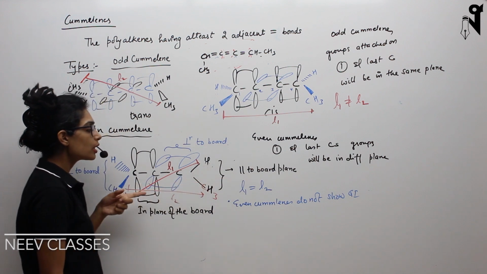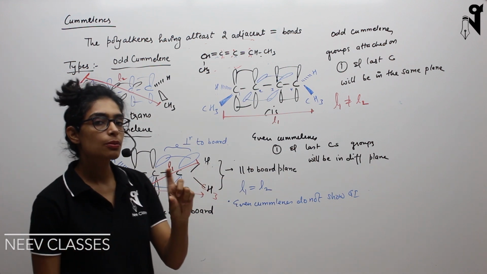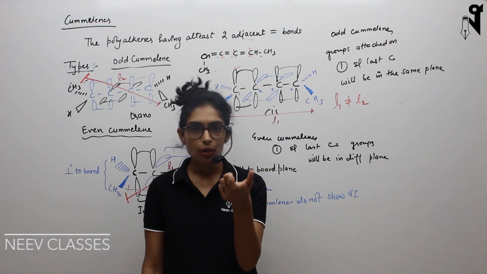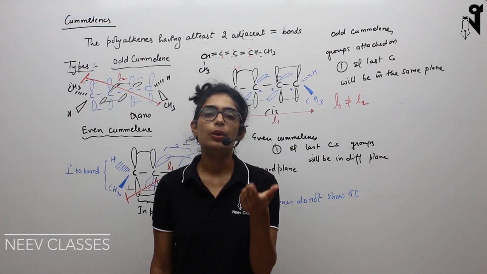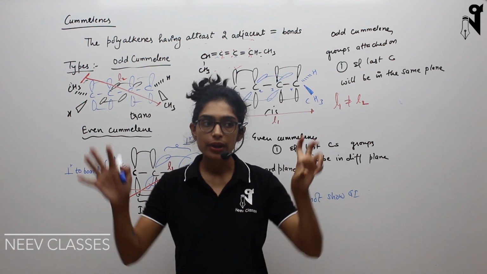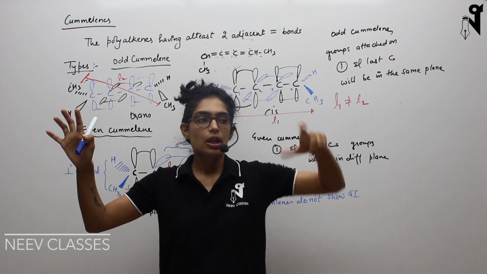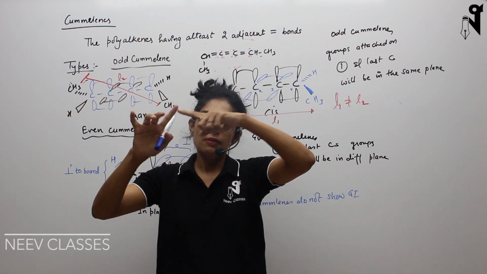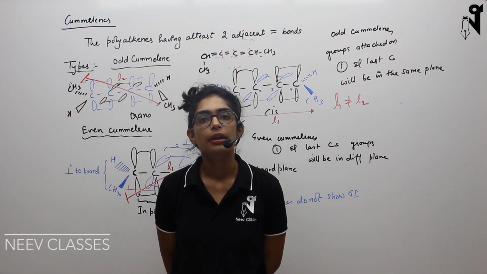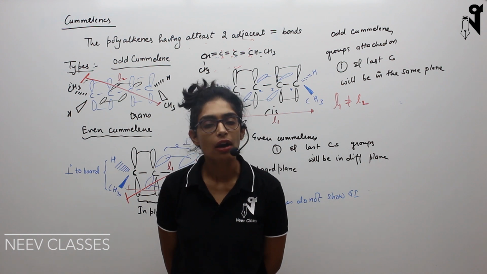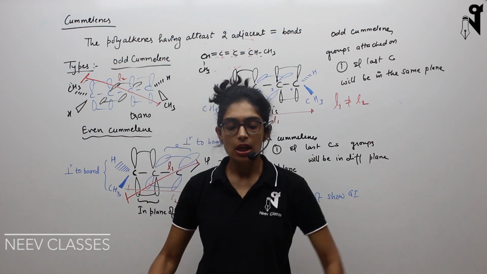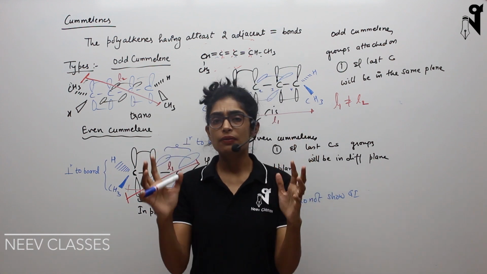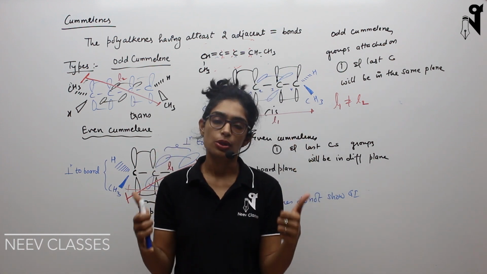But when you talk about even cumulenes, even if you change the arrangement of the same group, L1 and L2 is still going to remain the same, because these two are in two different planes, and no matter how you rotate the carbon, the distance from the earlier CH3 will still remain the same and it will not show GI. So you don't have to think much while marking the answer. Just look at what cumulene it is, even or odd. If it is even, no GI. If it is odd, it will show GI.